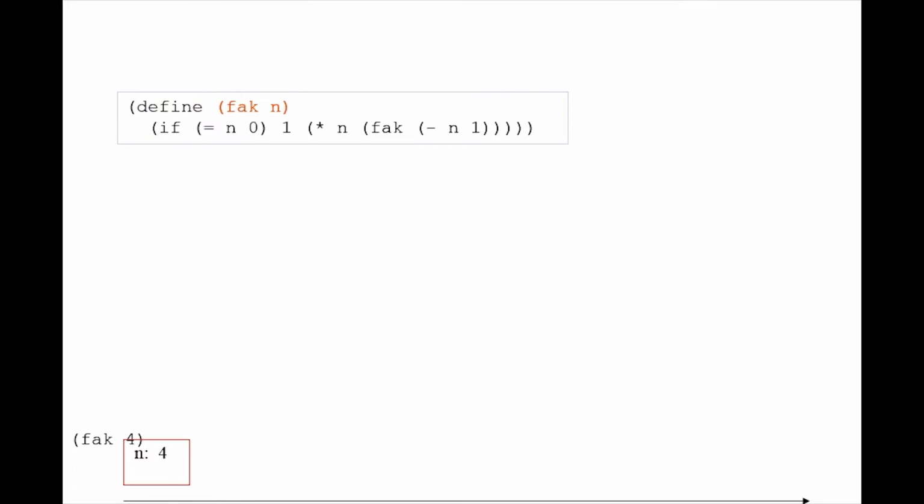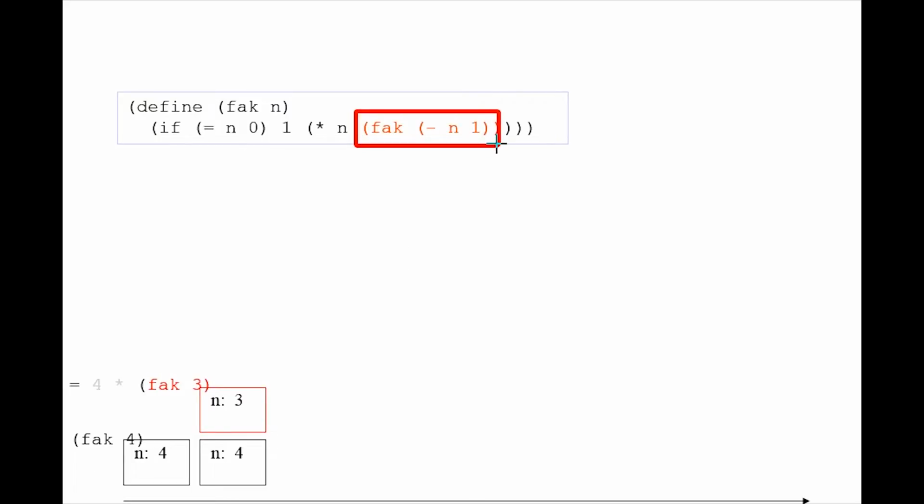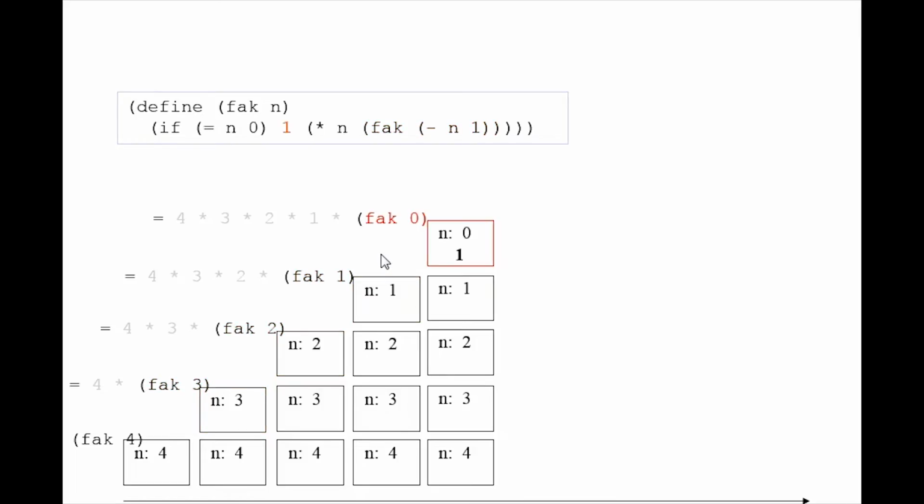Now let's follow the call stack when we evaluate fac 4. We see that fac 4 calls fac 3, and fac 3 calls fac 2, which calls fac 1, which calls fac 0. Notice that the multiplications that we have here are pending. They're not done up the stack, but down the stack the multiplications take place.